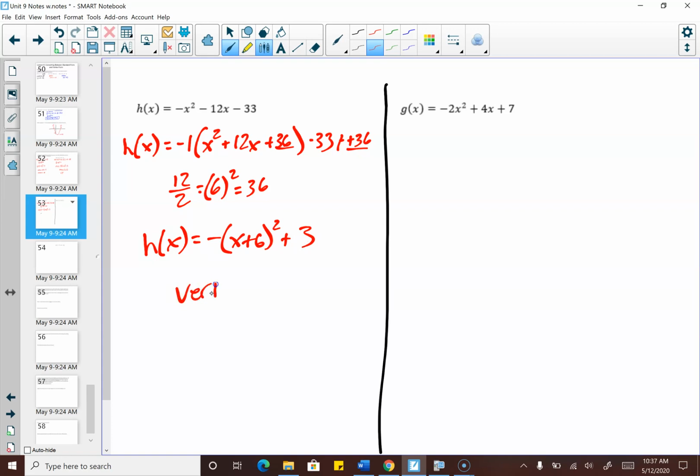So what's our vertex here? Our vertex is negative 6, positive 3. And because we have a negative out in front of our parentheses, we are going to be concave down.